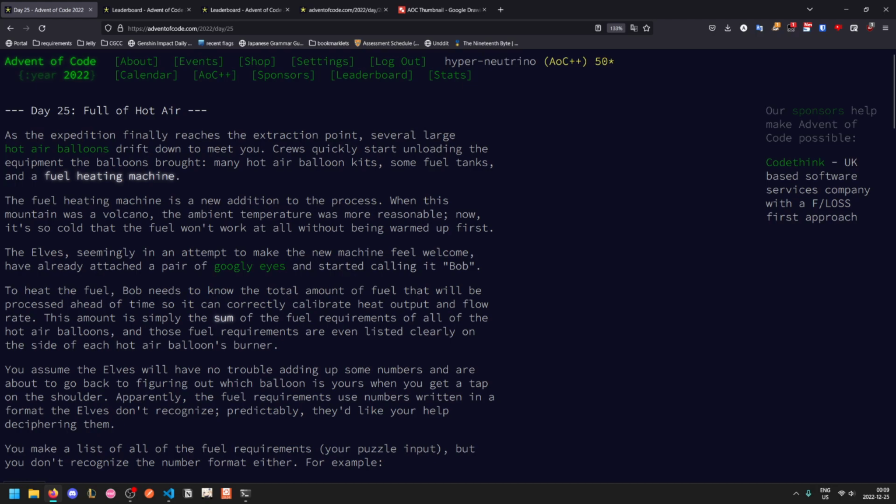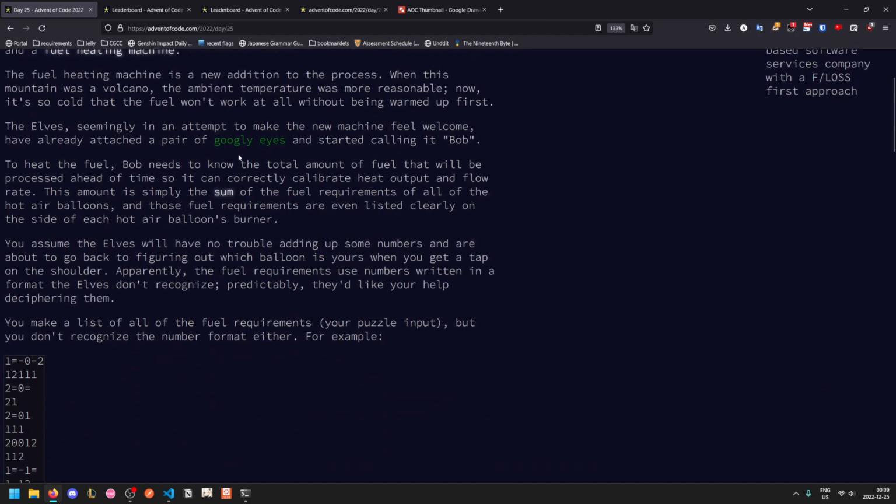Okay, so at the extraction point, there are a lot of hot air balloons drifting down to meet us, and they quickly start unloading all of the equipment that was brought. The fuel heating machine is a new addition, and when this mountain was a volcano, the ambient temperature was more reasonable, but now it's so cold that the fuel won't actually work without being warmed up first.